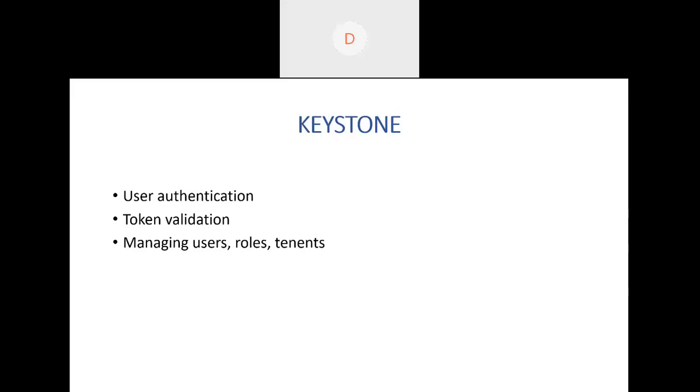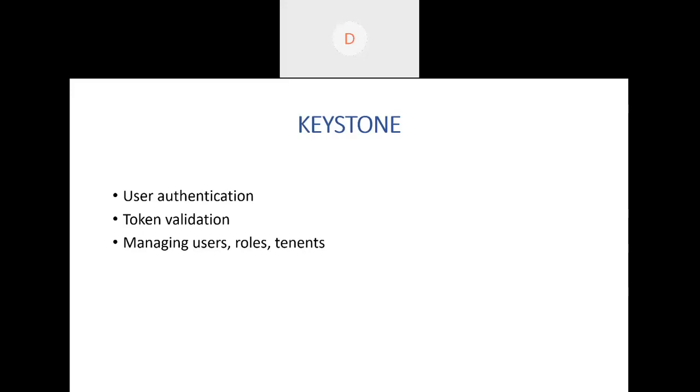And there is something called token validation. When a user logs into the cloud operating system, he is assigned a token. The token has an expiry time along with the user's information, like the role of the user, what type of user it is, and which domain or tenant the user belongs to. That token is stored in the Keystone database, and the same token is given to the user.